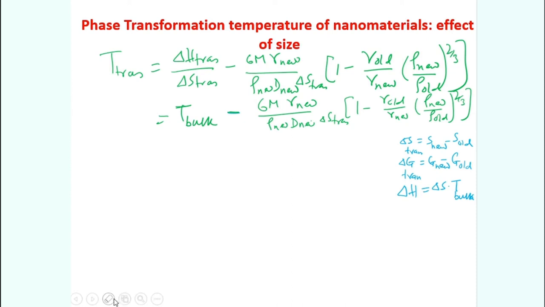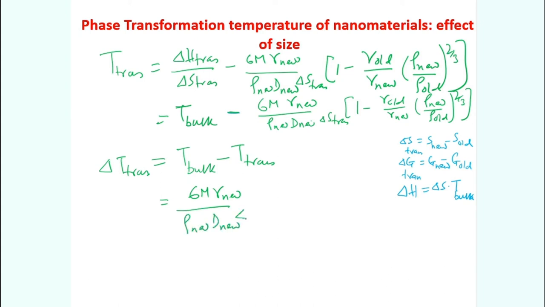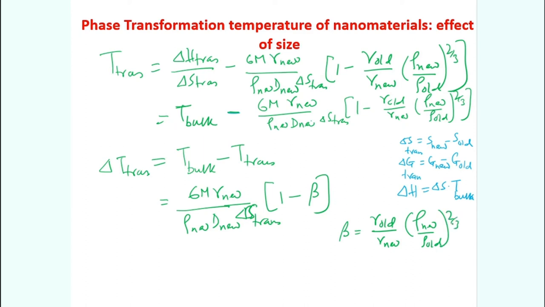Fine. So then I can write down delta T, the change in the melting temperature, is equal to T bulk minus T trans. Okay, that's equal to 6m gamma new rho new d new delta S trans, multiplied by the whole thing. This we can write as 1 minus beta, where beta is basically equal to this term, gamma old by gamma new, rho new by rho old to the power 2/3. Correct?